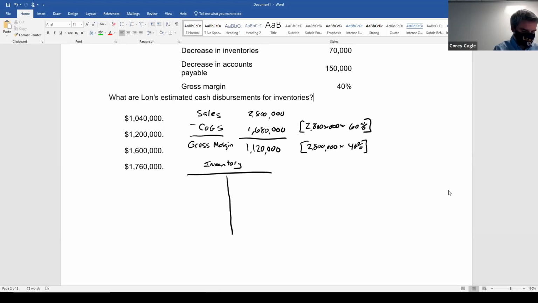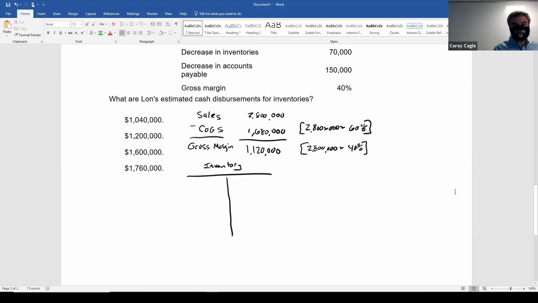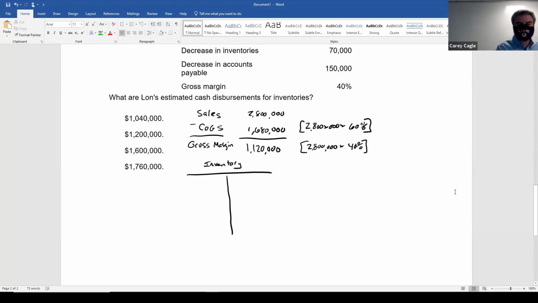We make up some random beginning inventory number. I just went with 70,000 because it says inventory is decreased by 70. So I just said, all right, I'm starting with 70 and I'm ending with 0, just so I can play with some numbers. So I'm making these up. This is just the way I do it.